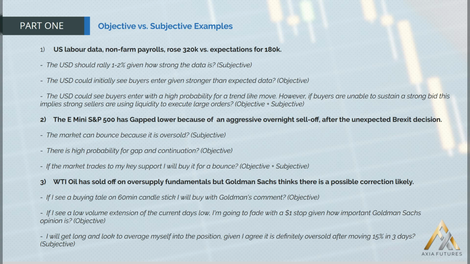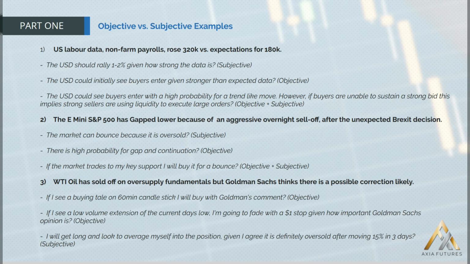Okay? Yes, it's subjective. Why? We don't know how far the US dollar should rally. Nobody knows how far the US dollar should rally. Alright? It could go up, it could go down. Nobody knows. To say that it should go 1 to 2%, given how strong the data is, is very subjective. It's very opinionated.